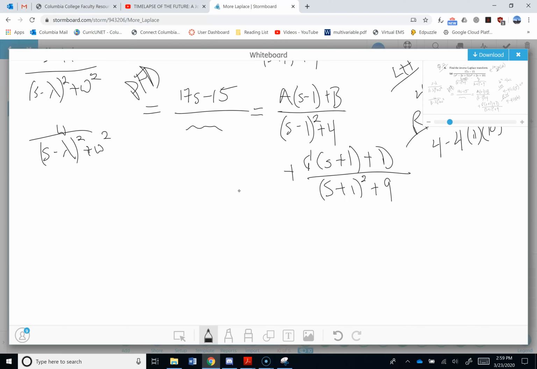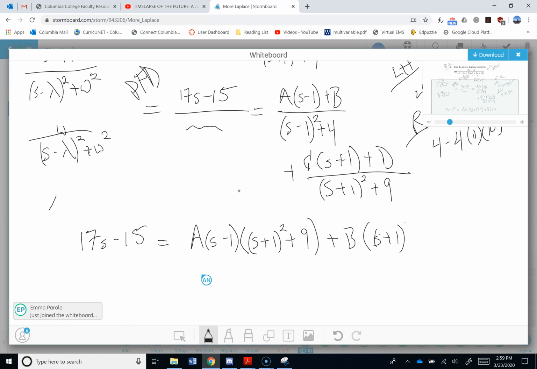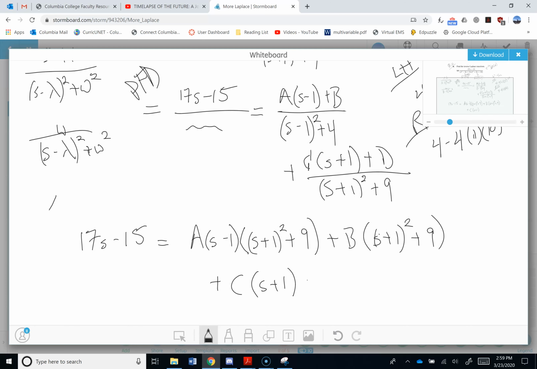Okay, so if I think about what I've got, 17s minus 15 is going to equal A times (s minus 1)(s plus 1 squared plus 9), plus B times (s plus 1 squared plus 9), plus C times (s plus 1)(s minus 1 squared plus 4), plus D times (s minus 1 squared plus 4). Pretty good with that whole bunch of nonsense?